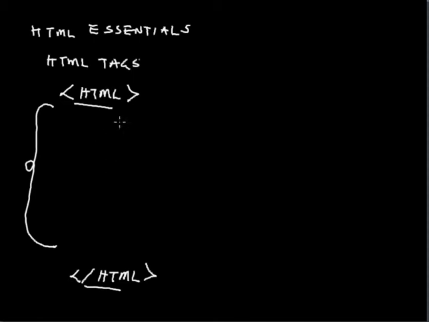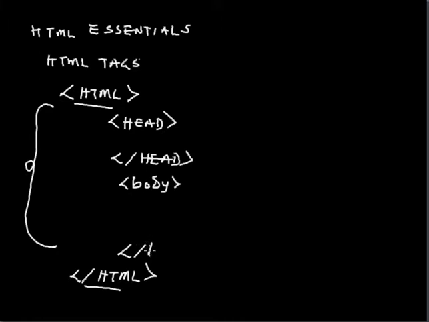So now the next thing you need to do is you need to have head, and you need to close the head. Can you see? You need to have the body. You can write it in small letter, and you need to close the body. Okay? Can you see? All these are called tags. This is another tag.